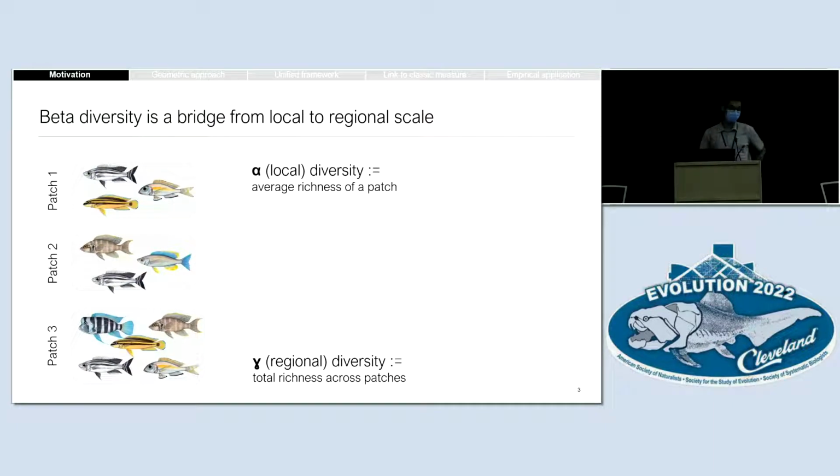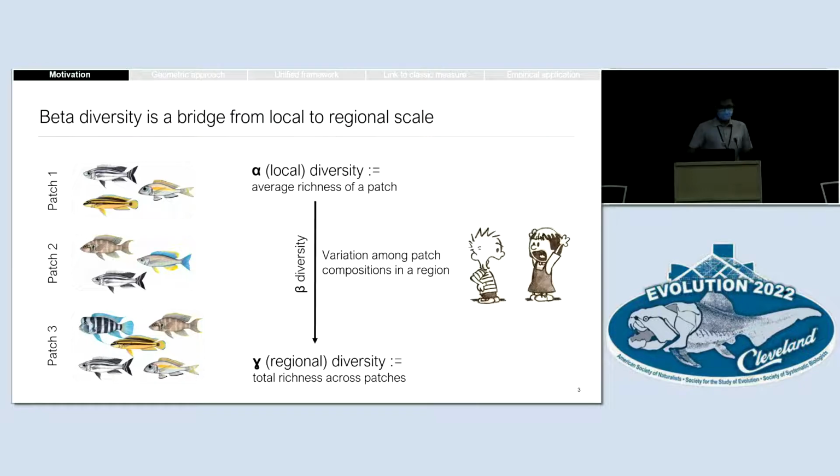However, both the local diversity and the regional diversity ignore the differences among local patches. In a sense, they do not tell us about the diversity of diversity among patches, which is fulfilled by the concept known as beta diversity. On a very high conceptual level, beta diversity simply measures the variation among patch compositions in a region. However, unlike alpha diversity and gamma diversity, which ecologists have consensus on how to measure, beta diversity remains one of the most debated concepts in spatial ecology.